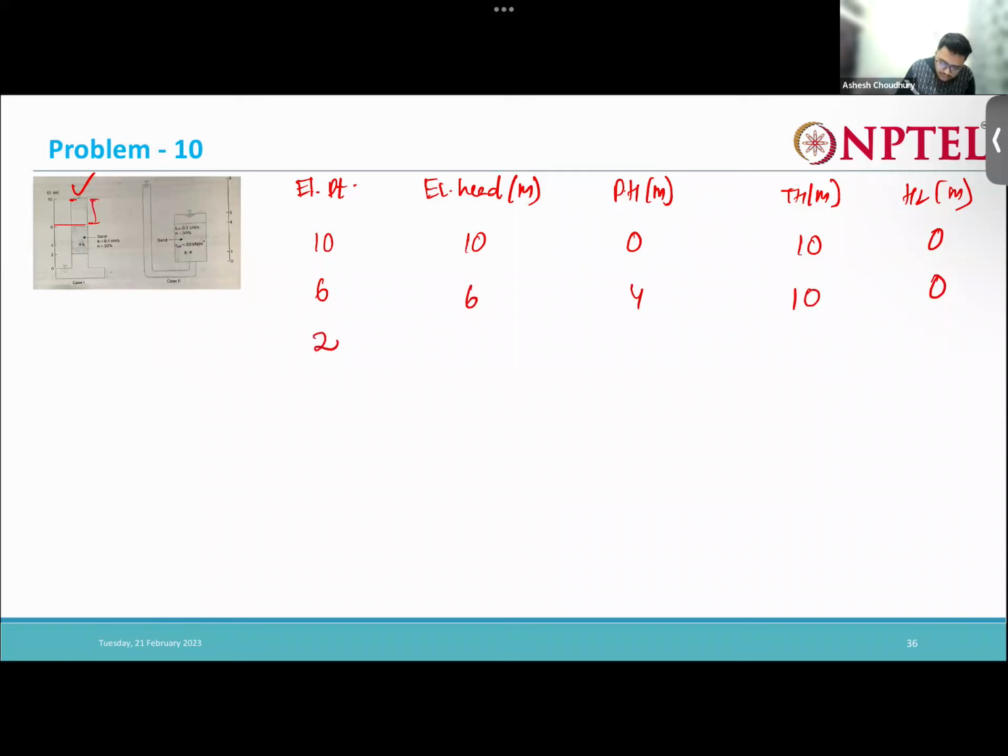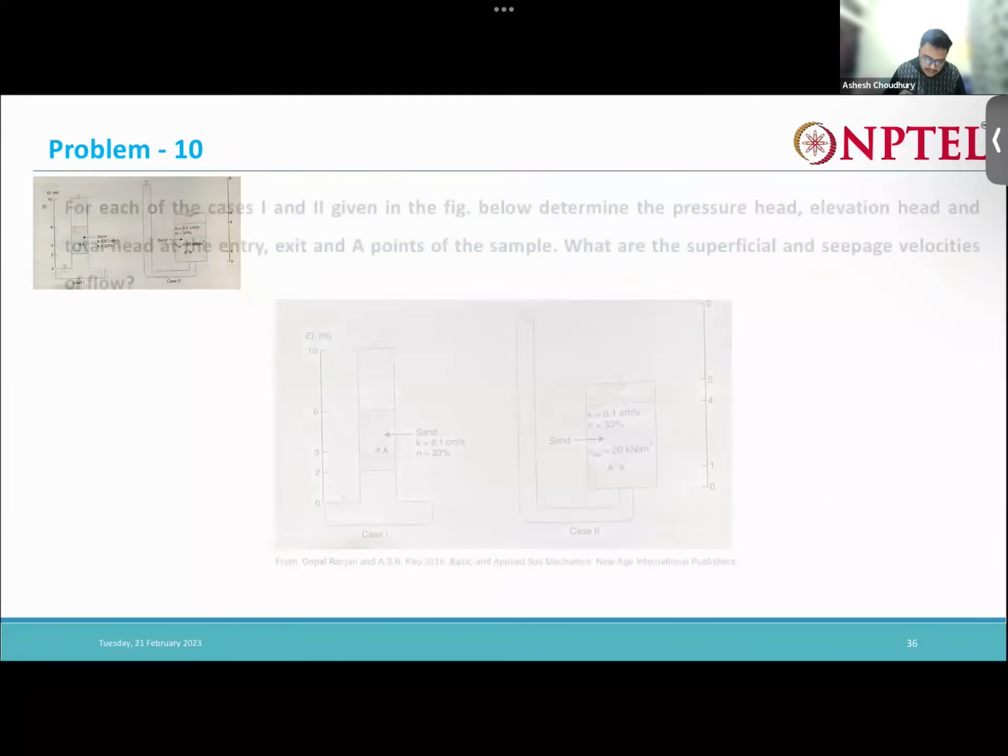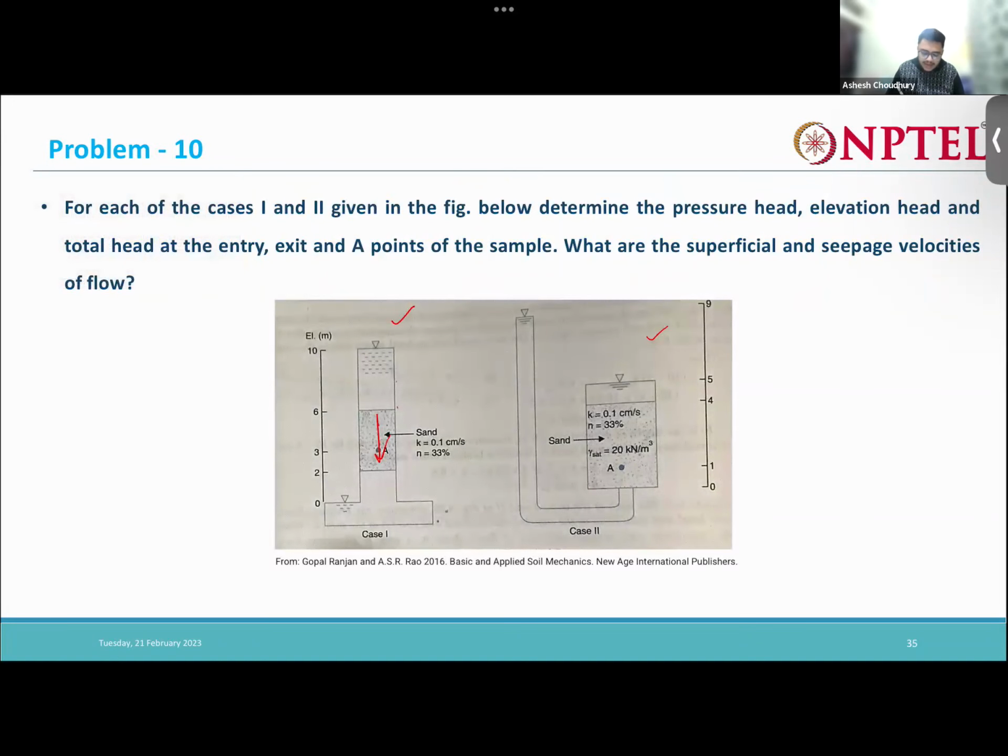Now at elevation point 2, that is my exit case. What is my elevation head? It is 2. So what we consider is that during this flow, all the head will be lost in this portion. So this is what will happen. All the head is lost in this process while the water traverses the soil. So while coming from here to here, all the head will be lost.